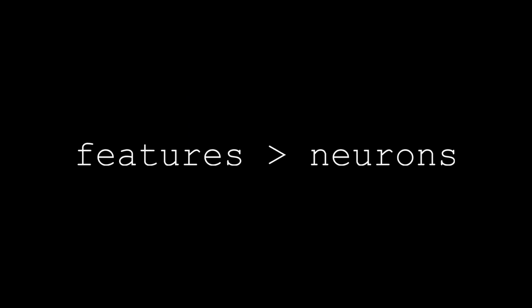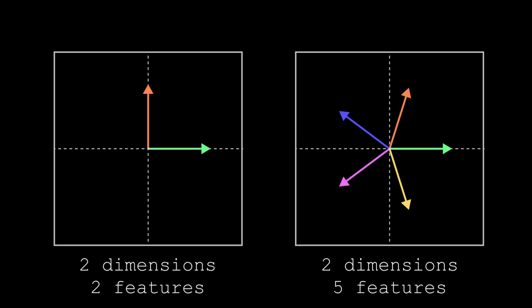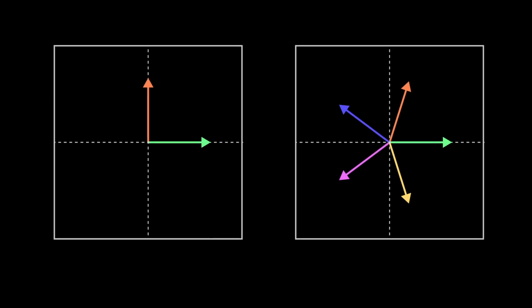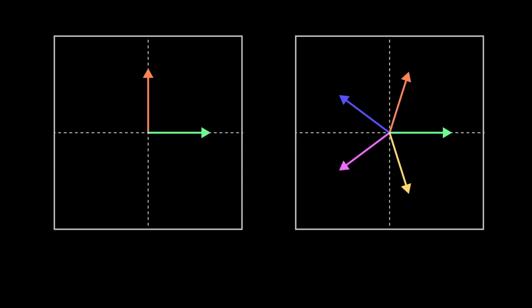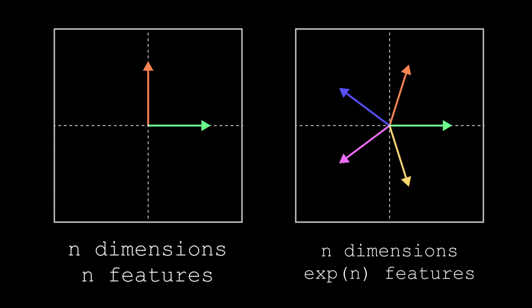To account for this, neural networks learn a neat trick called superposition, where they squeeze in features that would be orthogonal in a high-dimensional space to be almost orthogonal in a low-dimensional space. This is possible because of a property of high-dimensional spaces. Although you can only have n orthogonal vectors in an n-dimensional space, you can have e to the n almost orthogonal vectors in an n-dimensional space.